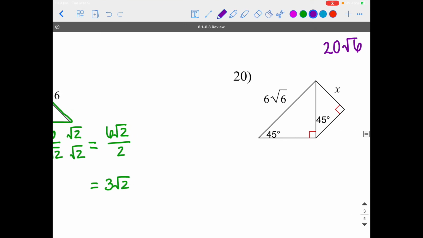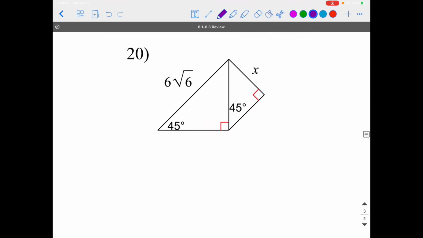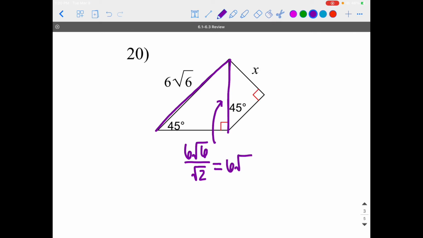All right. Number 20. This one I was given the hypotenuse of a 45, 45, 90. So to get the leg, we have to divide by the square root of 2. And you can divide square roots just like you divide numbers. 6 divided by 2 is 3. Just keep that under the square root. So 6 square root of 3.